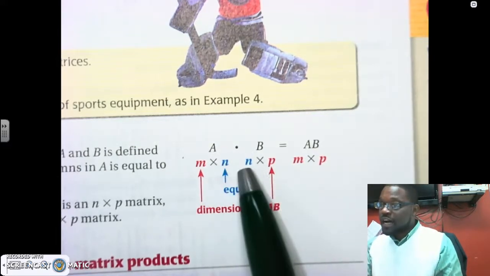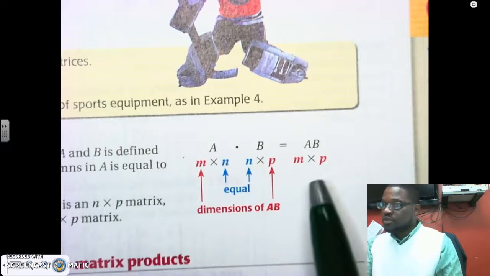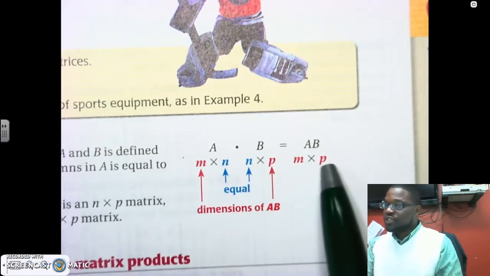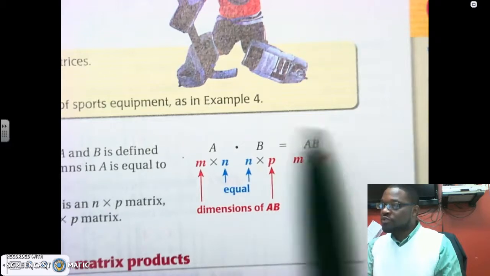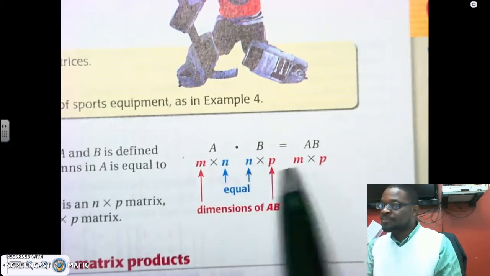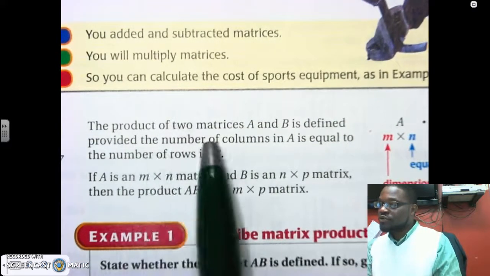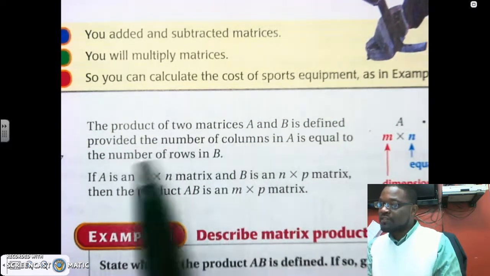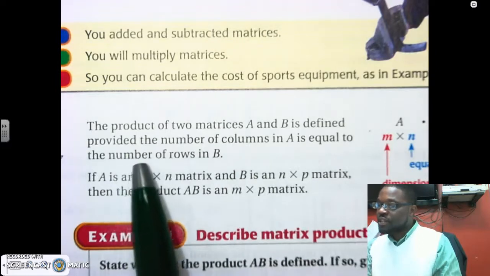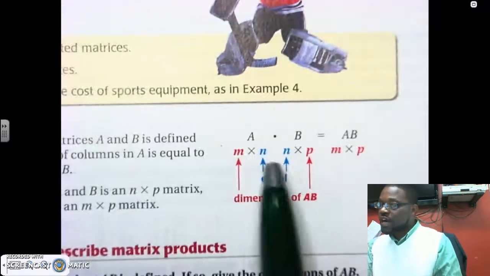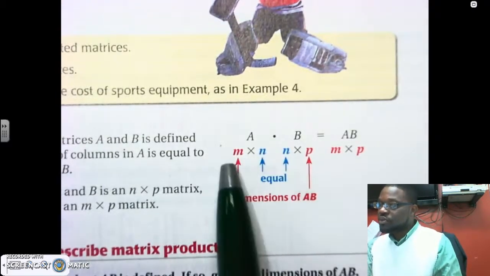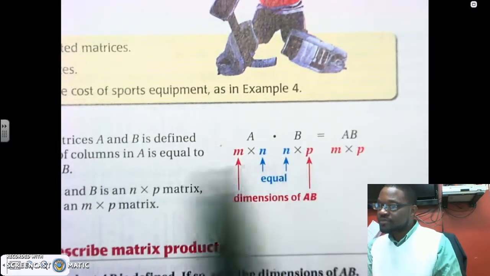And if you can multiply, the new matrix is going to be the outer terms. The dimensions of the new product whenever you multiply is going to be this. And so basically in English it says the product of two matrices is defined provided the number of columns of A is equal to the number of rows of B. So the number of columns is equal to the rows. So row by column. Alright.